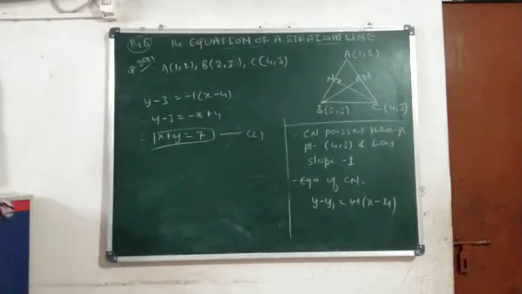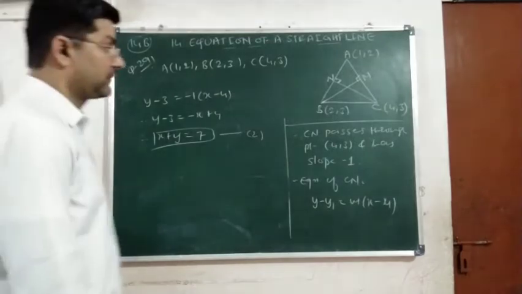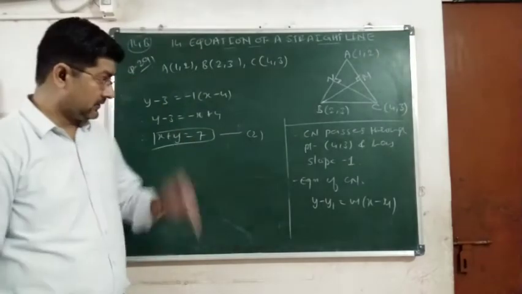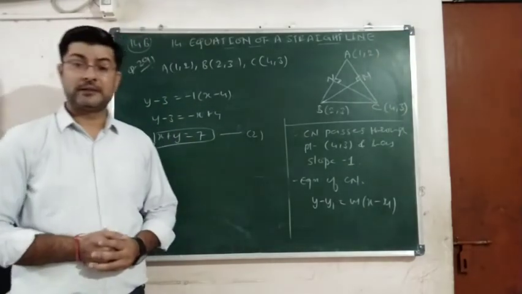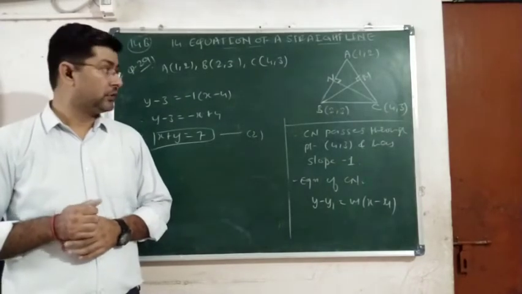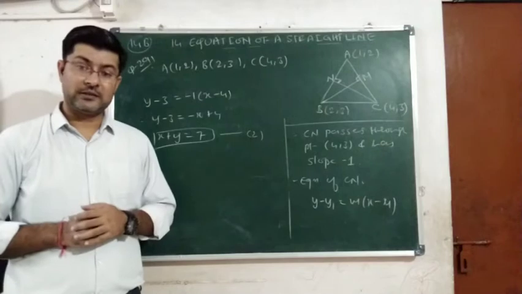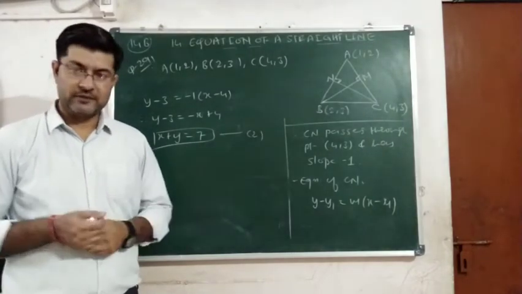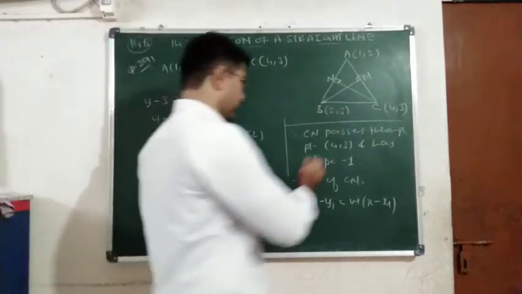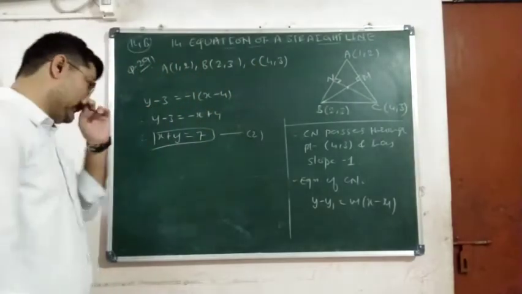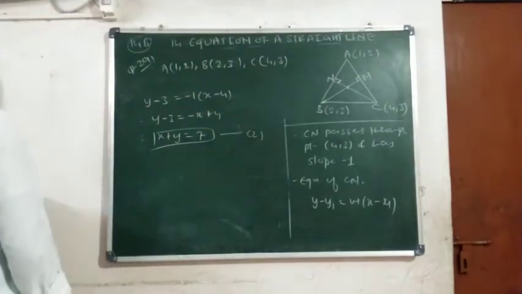Clear? Now the third one, we have to find the coordinates of the orthocenter. Now what is the orthocenter? First let us see. The orthocenter is the point of intersection of altitudes of a given triangle. So here we are having the equations of two altitudes, namely BM and CN. We have equations, so we can solve and find out the point of intersection, which is called the orthocenter. Clear? So let us calculate the orthocenter now.